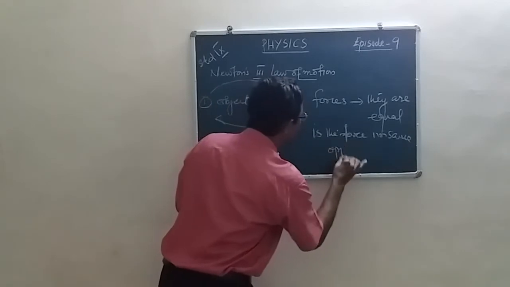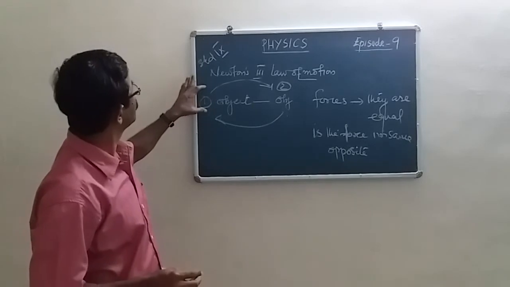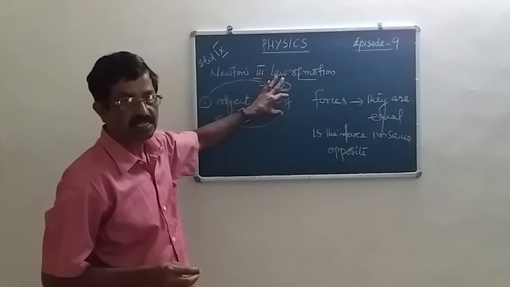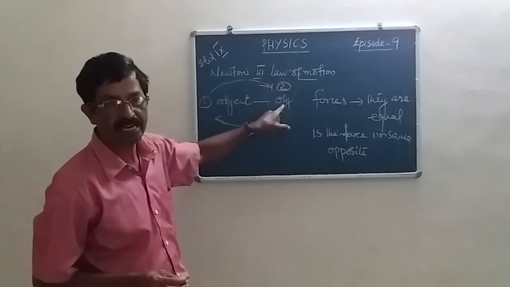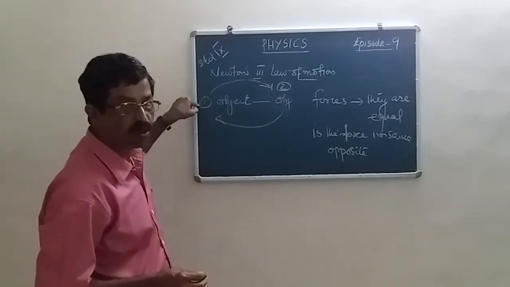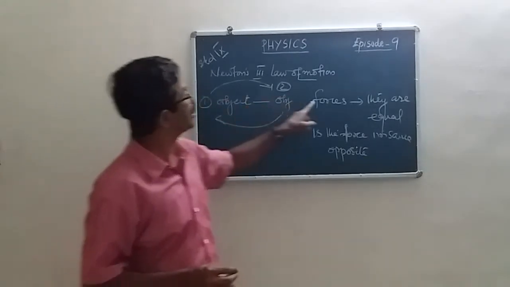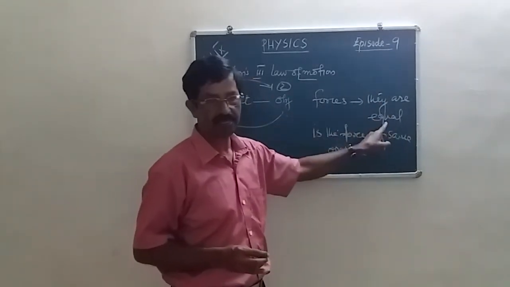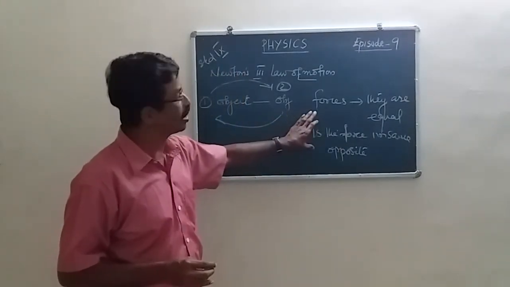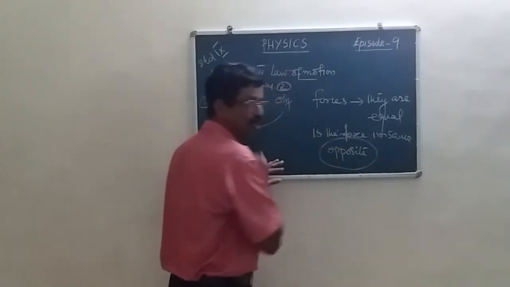Here the forces act in the opposite direction. Once again, suppose one object exerts a force on a second object. Then what does the second object do here? The second object exerts an equal amount of force on the first object at the same time. Here, the forces acting are equal. Are the forces in the same direction? No, the forces are in the opposite direction.